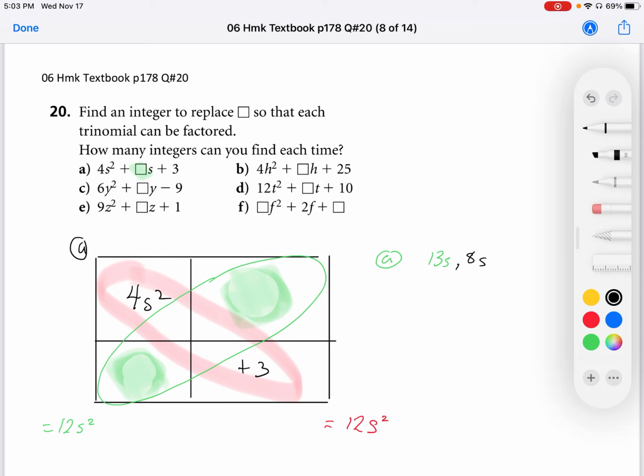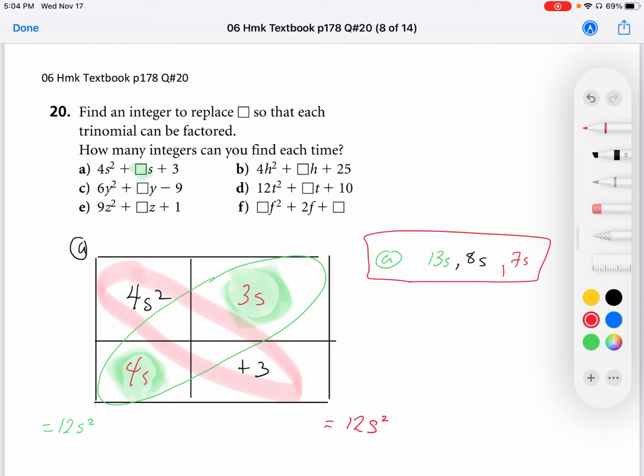The other possibility is 8s. So it could have been 2 times 6, 1 times 12. We could have also used 3 times 4. So 3s times 4s would also give us the 12s squared that we need. And if we do that, we end up with 7s as the middle term. Maybe I'll write it in here, 3s, 4s, and that's going to give us the 7s in that middle term. And those are the only possibilities that we could use for those two areas to give us that product of 12s squared.